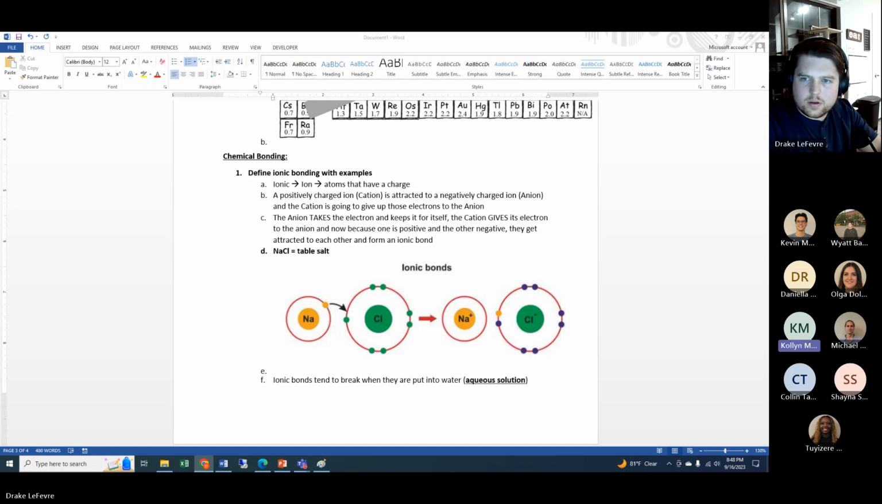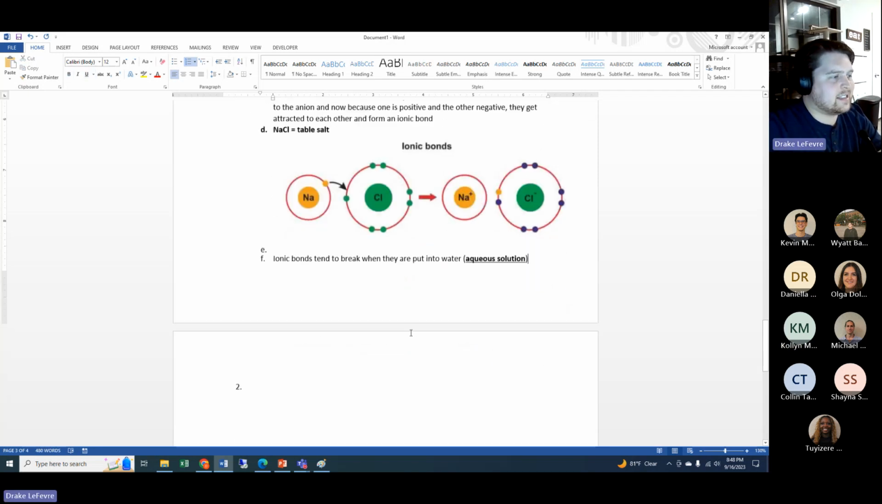Does aqueous always mean water, or is it just a liquid solution? Aqueous itself is technically water. You can technically use it for anything wet, but more often than not, if it says aqueous solution, it's referring to water. It's one of those semantics things of what's technically proper versus the level that we're learning everything at.